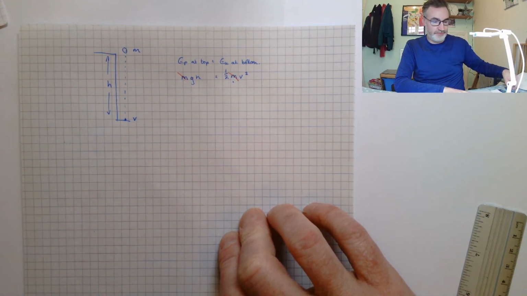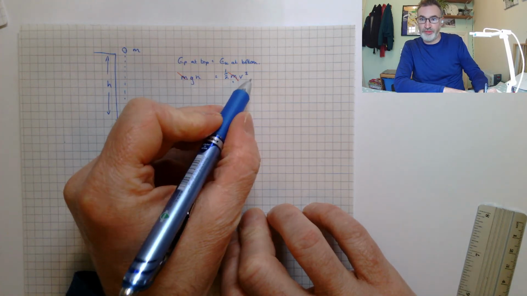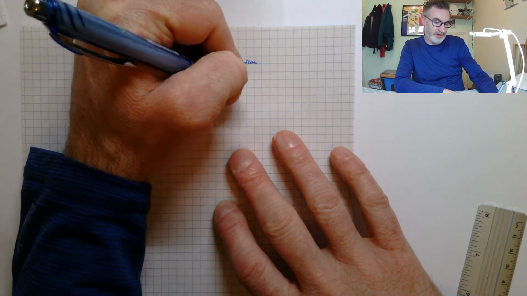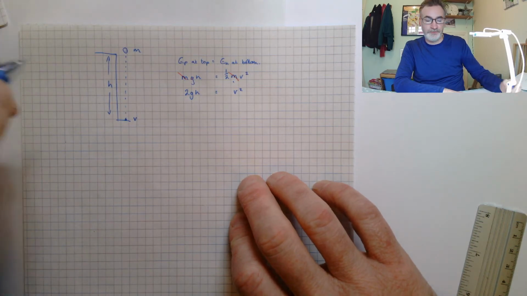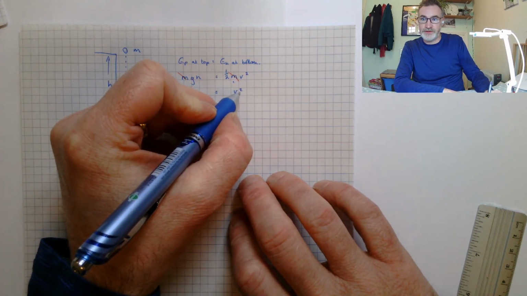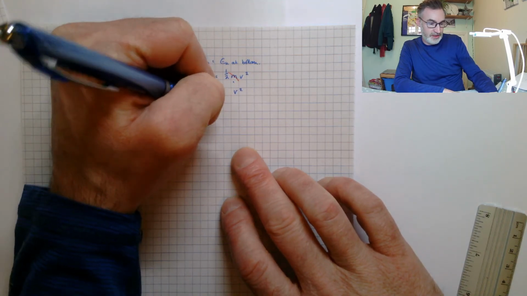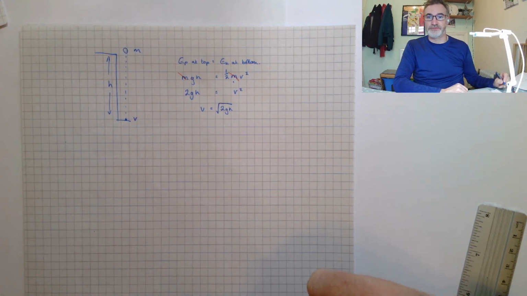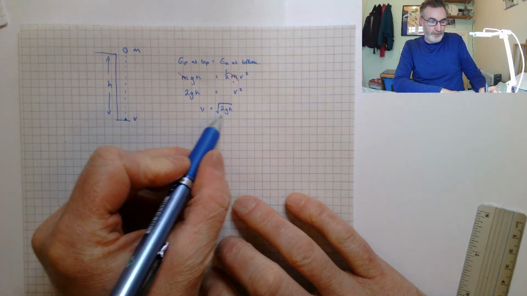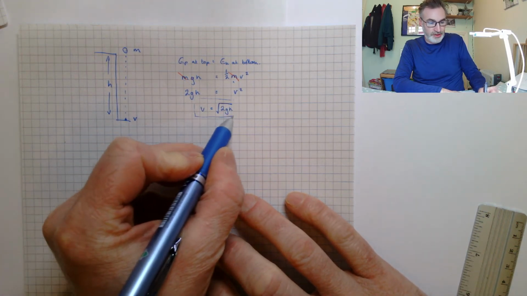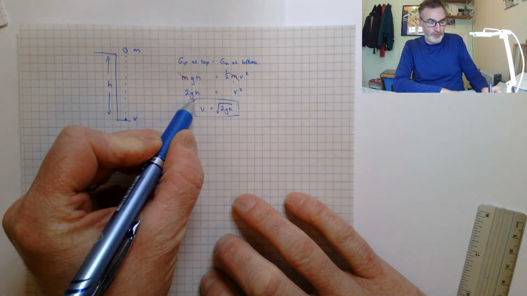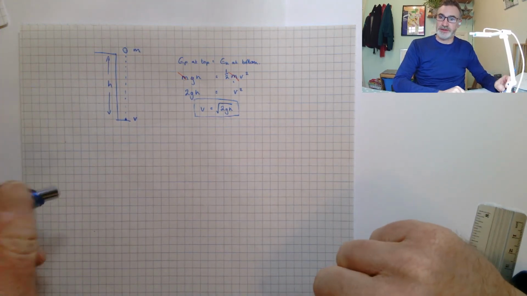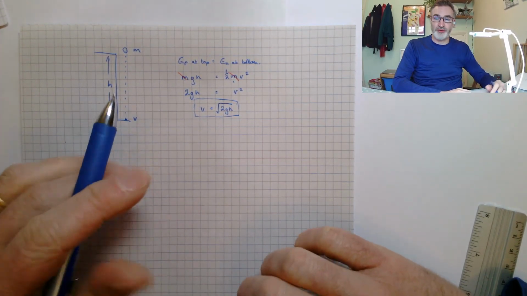Get rid of the half, multiply through by 2, so you're left with 2gh is equal to v squared. And finally, deal with the square, and so we would have v is equal to the square root of 2gh. Okay. Now you won't find this formula in your formula sheet, but it is a perfectly valid formula to use if you can remember it. If you're going to derive it, you'd be as well just doing the calculation as we've shown you before. But if you do remember it, feel free to use it.